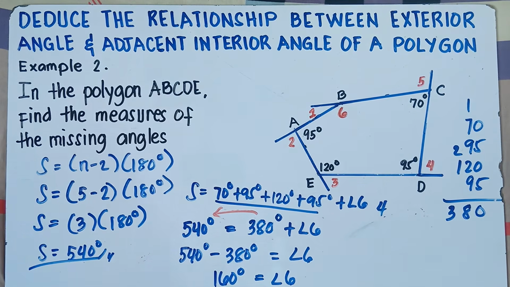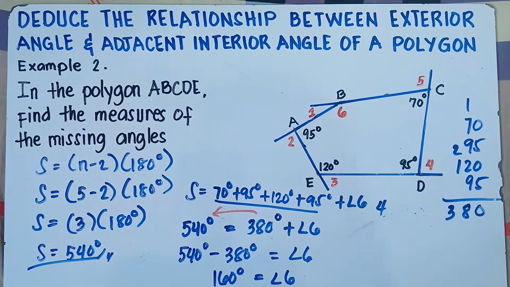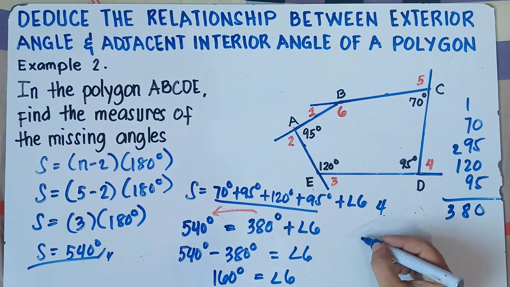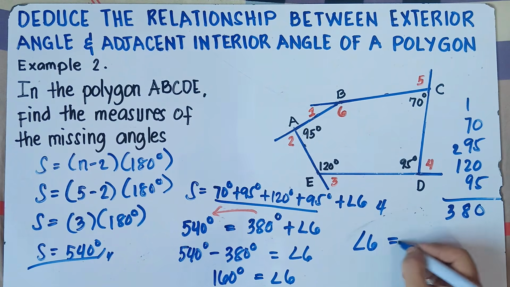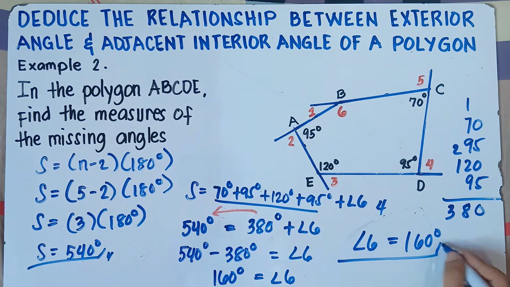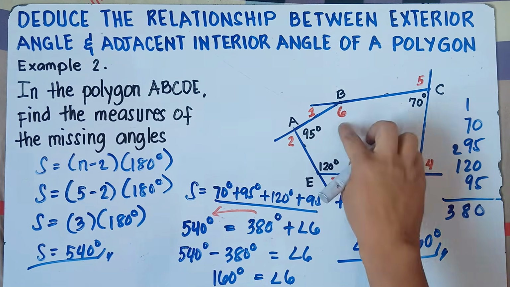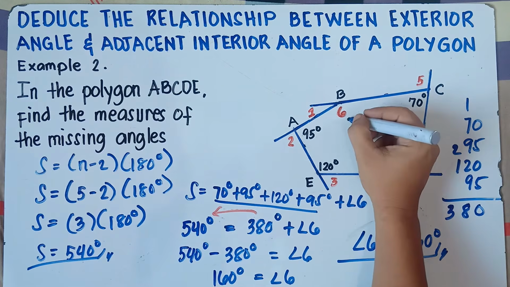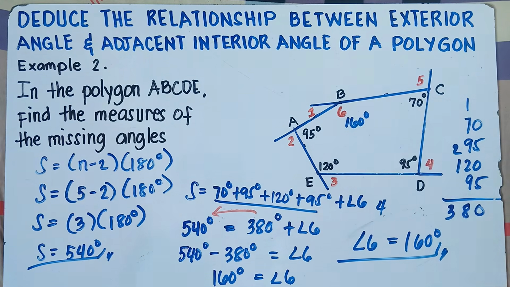Alright, so once again, angle 6 is 160 degrees. Or you can do it this way: angle 6 equals 160 degrees. This is just the same, class. Do not be confused. Therefore, this angle 6 is equal to 160 degrees.